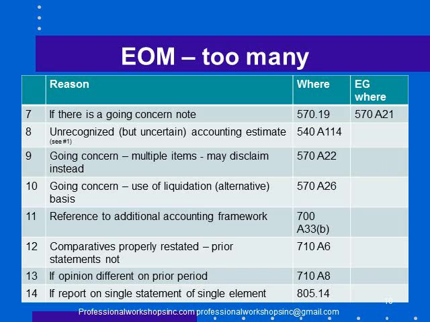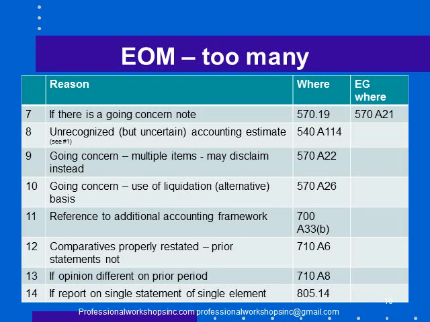If there's a going concern note, this is the most common, and if there is a going concern note, you have to have an emphasis of matter paragraph. It's just mandatory, and there's an example. If there's an unrecognized but uncertain accounting estimate, that's kind of like number 1. So that's kind of repeated, and if that's described in the financial statements, you might have an emphasis of matter paragraph.